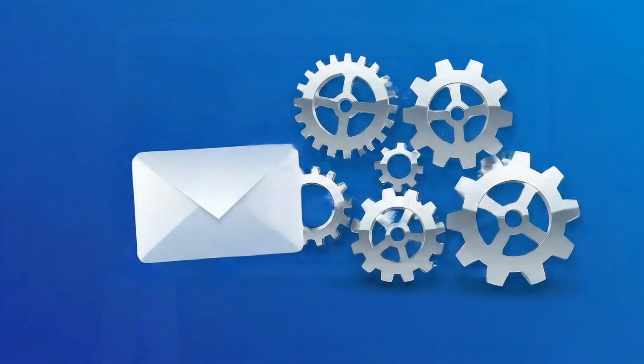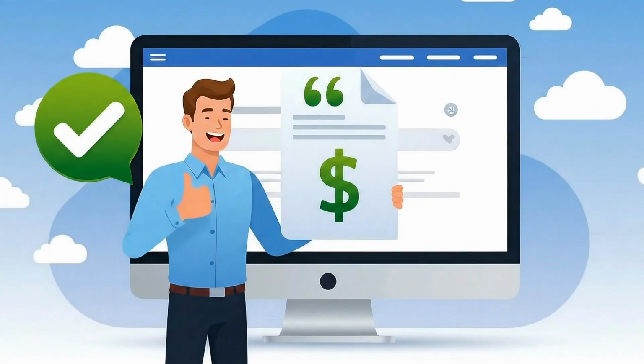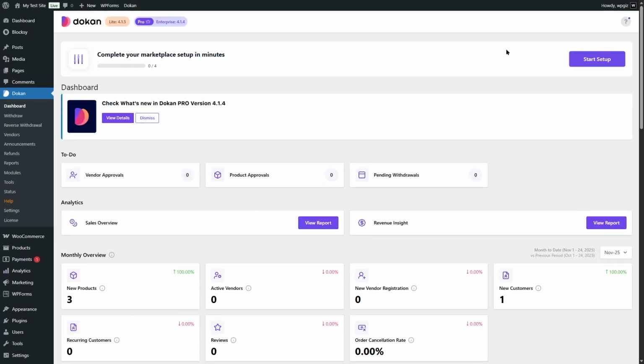In this video, we are going to learn how you can add the request a quote feature in Dokan WordPress website. So let's get started. As you can see, we already have Dokan installed on our WordPress website. So let's take a look at the website quickly.